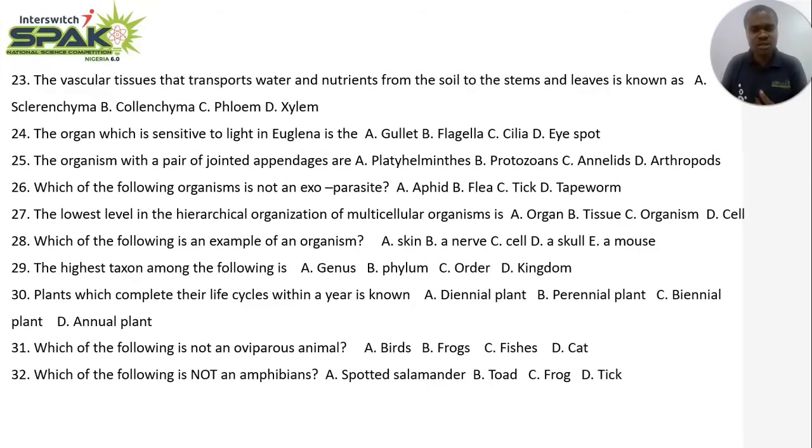Which of the following is not an amphibian? Spotted salamander. Salamanders are amphibians. Toad is an amphibian. Frog is an amphibian with dual life. Tick is not an amphibian.